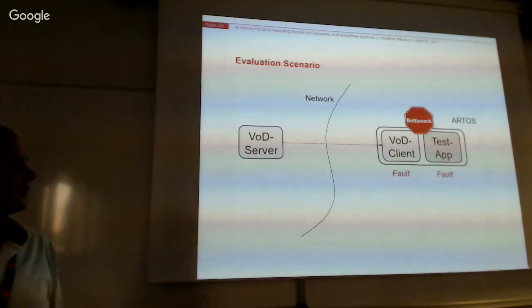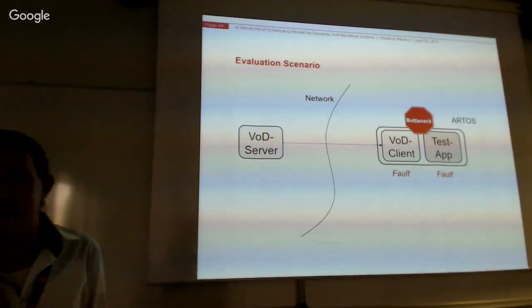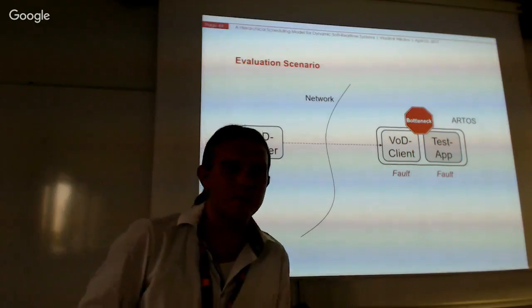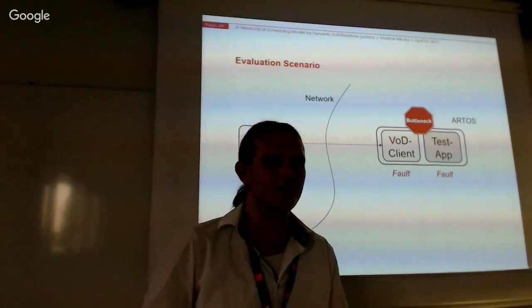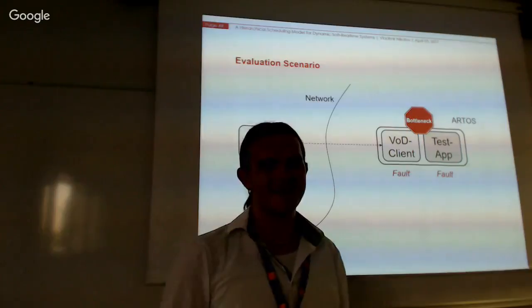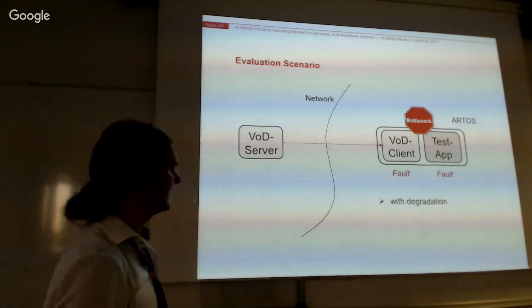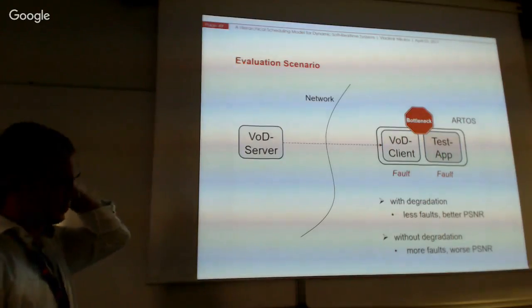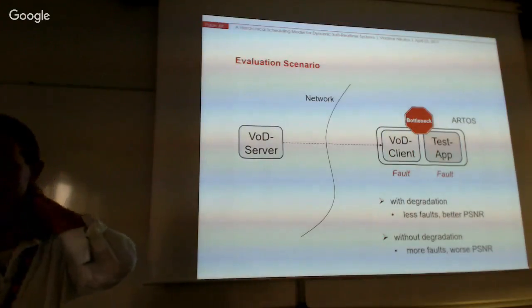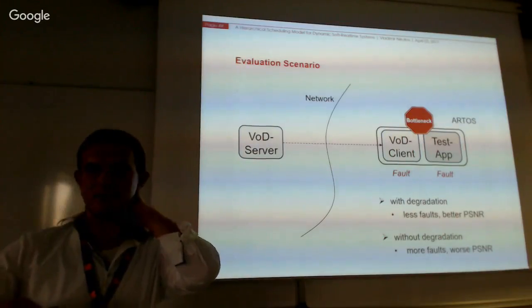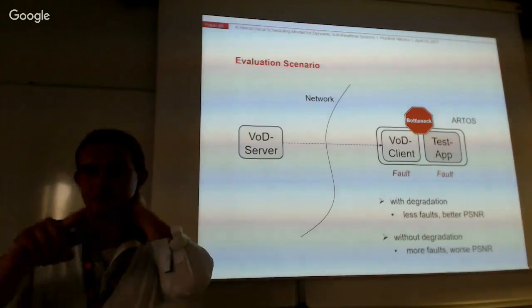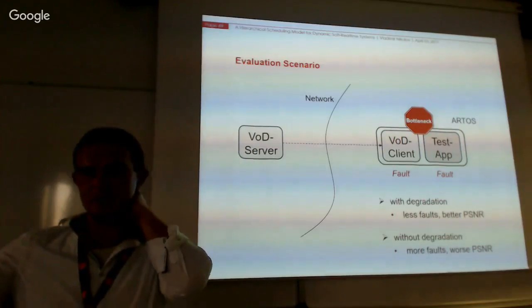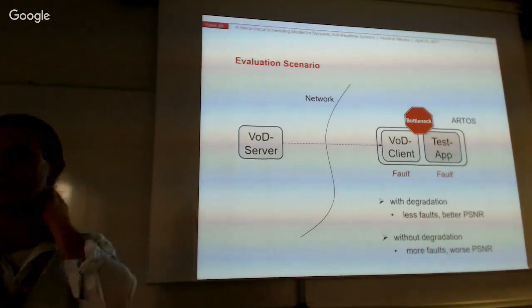And then what we got is, of course, that we cannot control where the deadline misses occur. So they occurred in both applications. We ran this test with the degradation capabilities of our system and without. We assume that with degradation capabilities, we will have fewer deadline misses and generate better quality of the video on the PSNR.